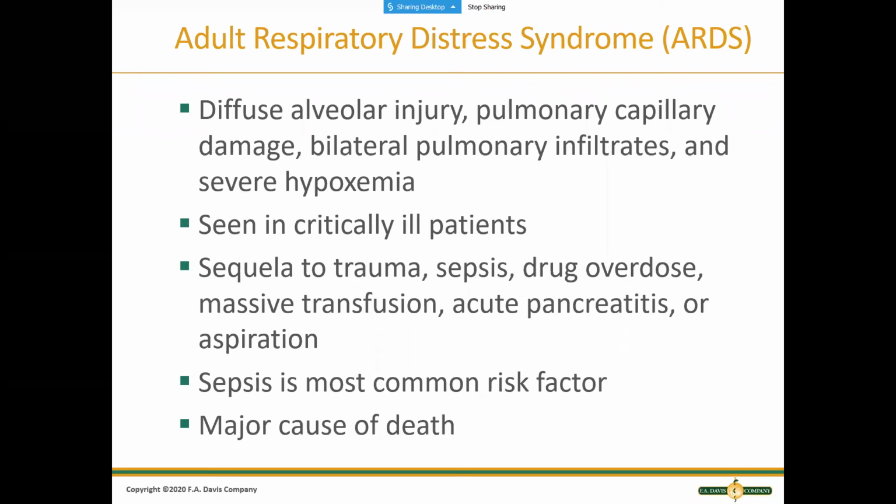Acute pancreatitis can cause ARDS, and there's two causes of pancreatitis, most common causes. First cause is a bad gallbladder, actually. Has anyone had their gallbladder taken out? A couple people here have.